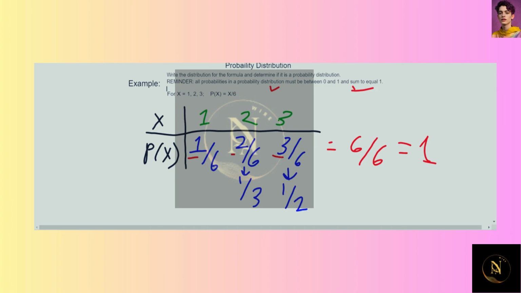So we've now completed writing our distribution, as well as determining that this example indeed is representing a probability distribution.